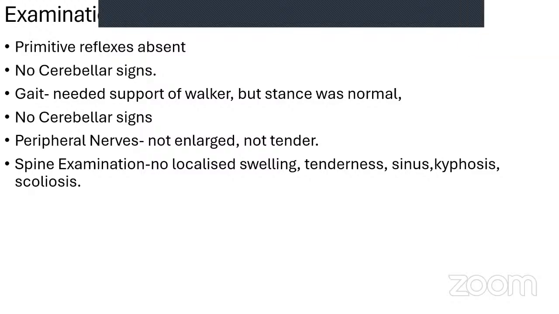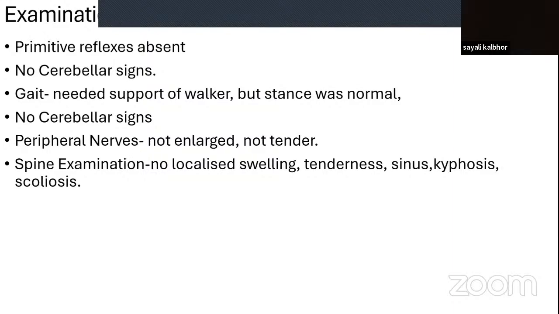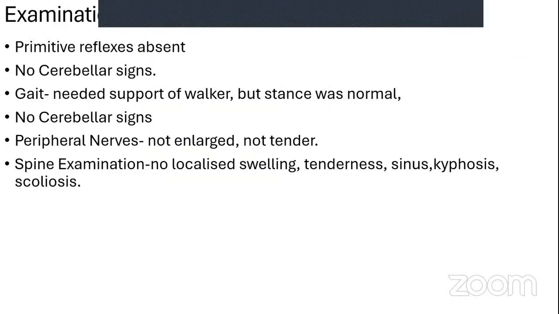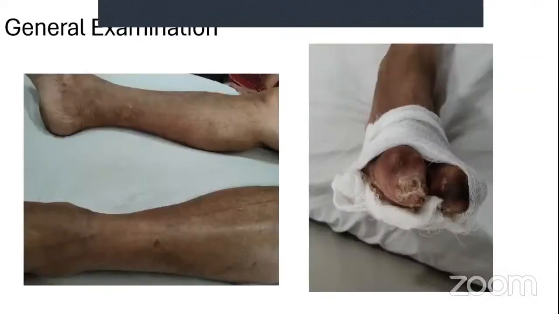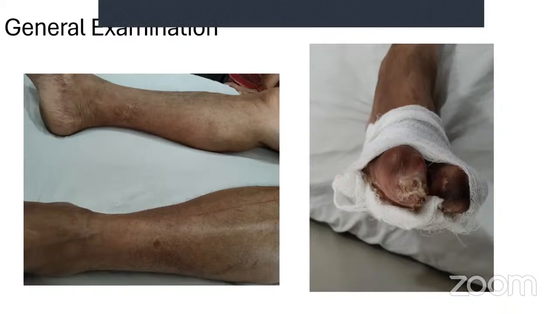Was his great big toe amputated? It was not amputated, sir. Okay. There was an ulcer, gangrene on the lower side. If it had been amputated, how would you check the plantar? Yeah, plantar bilateral extension. How will you check the plantar if the toe was amputated?